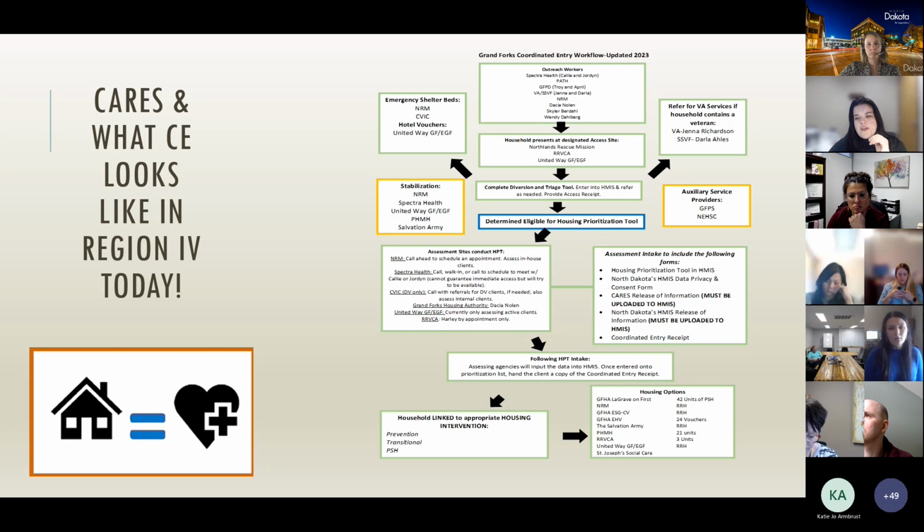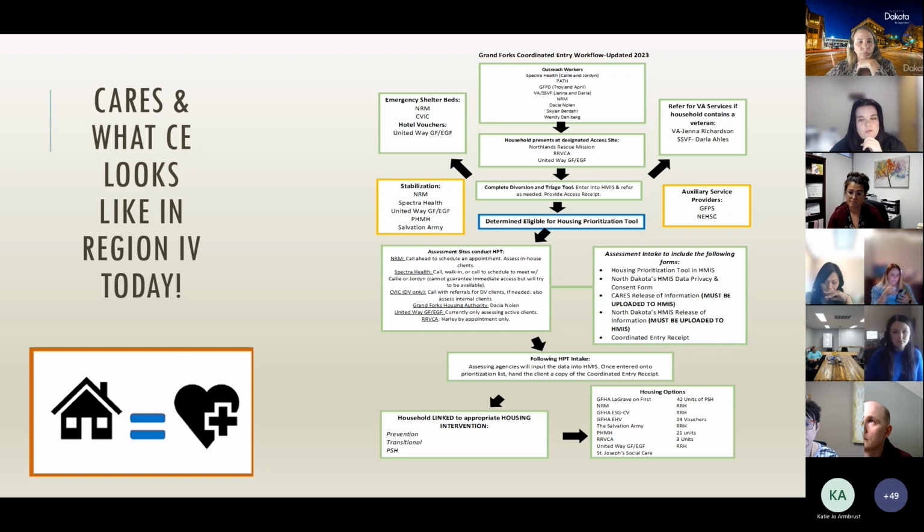So auxiliary service providers are service providers in the community that are involved in coordinated entry, have a CARES agreement, but they aren't necessarily using HMIS. With stabilization, these are a lot of the agencies that you're going to see that are probably more intensively working with the individuals that are flowing through this system. And so we have several agencies that do that. But yeah, that's really what it looks like here in Grand Forks.